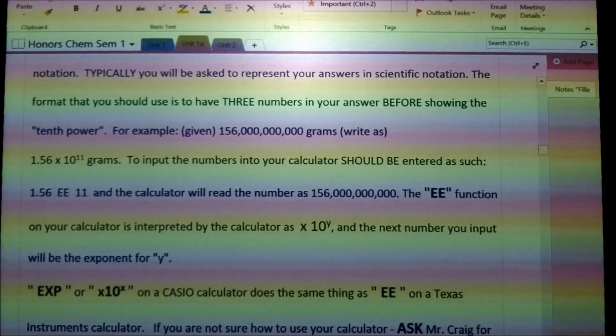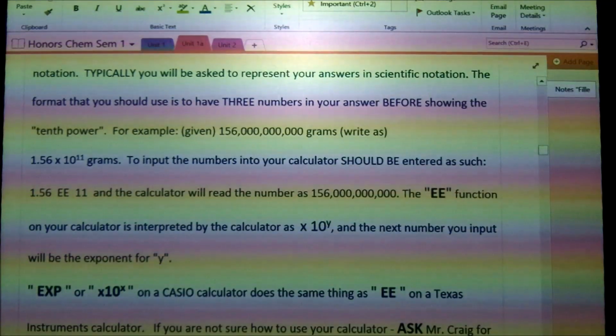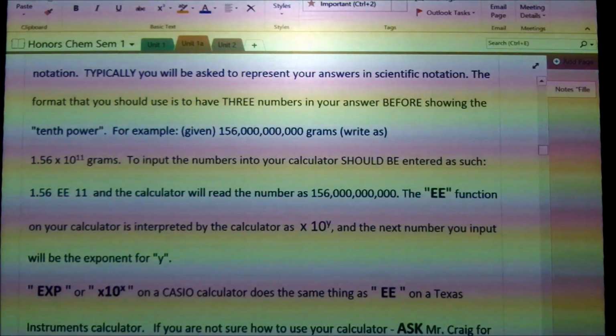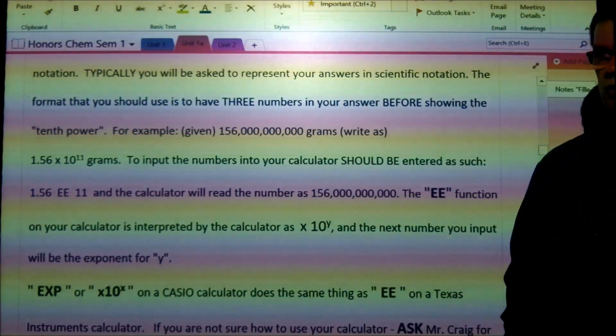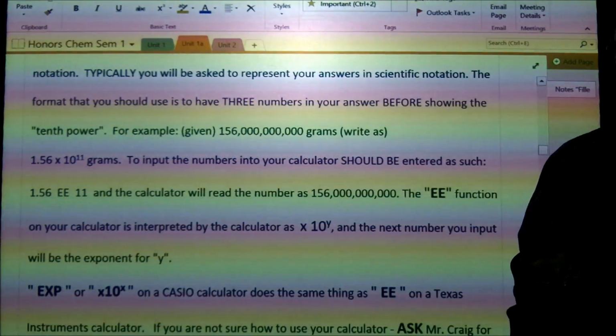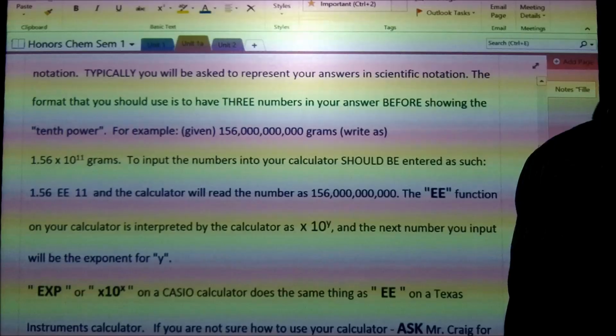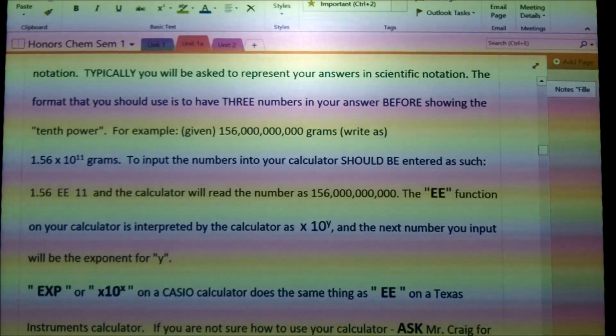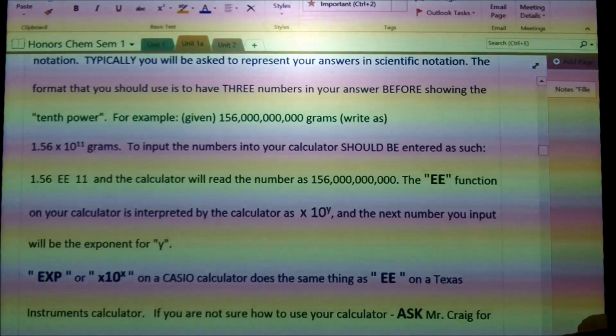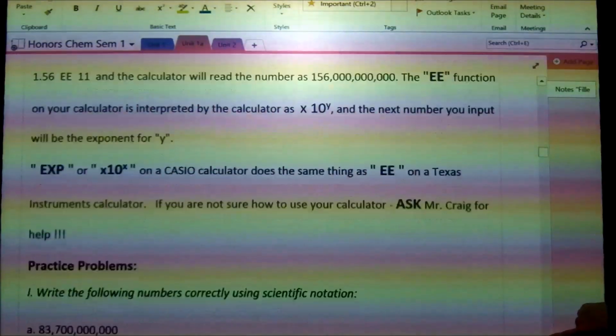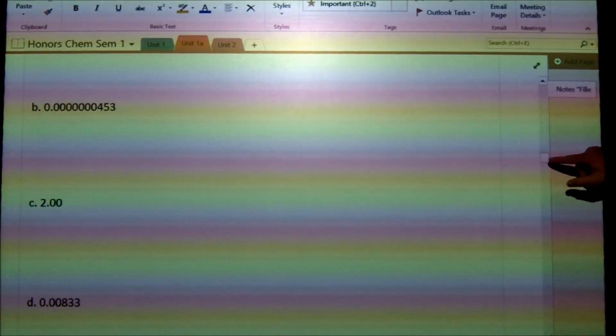Okay. And part of when we're working in class, if you don't know how to use your calculator, ask me, because when it becomes test time or quiz time, I will not help you. You ask me during class so that you know how to use your calculator, and for the homework as well. Okay. All right, so here's some practice problems.